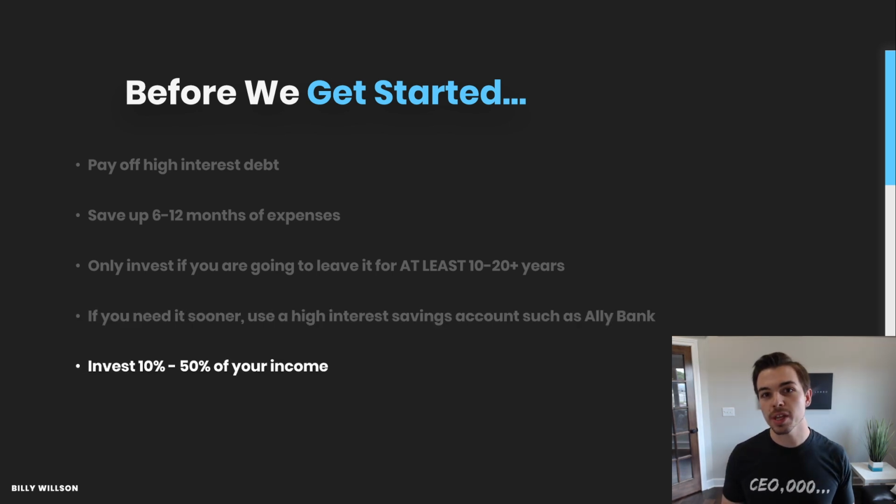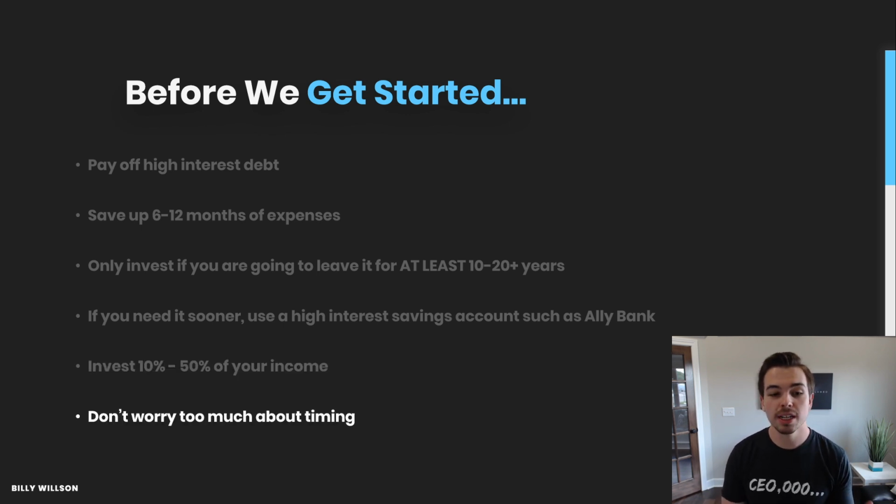So the final thing I want to recommend to you guys is invest 10 to 50% of your income. If you can't do that, you probably should cut your expenses more or figure out a way you can increase your personal income. And finally, don't worry too much about timing. Because we're going to be investing on a monthly basis, you pretty much eliminate the guessing game as far as when the market is going to be lowest and stuff like that. If you just do it this way, you don't have to worry about any of that because you're just investing consistently over time.